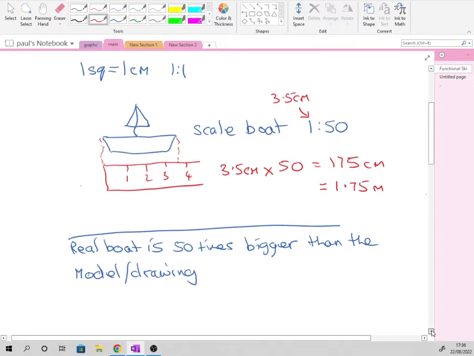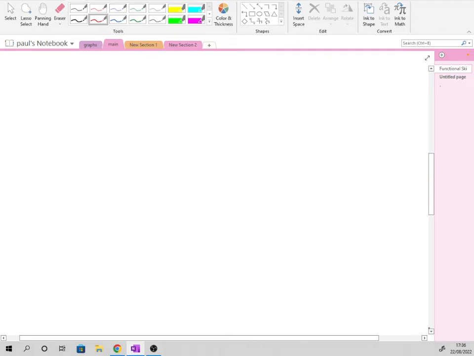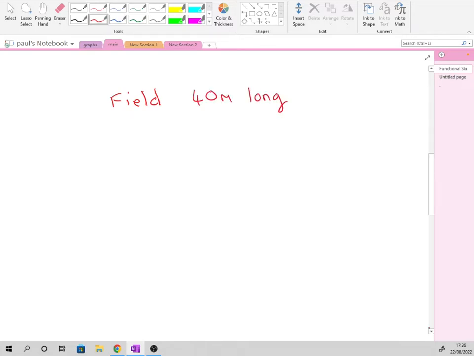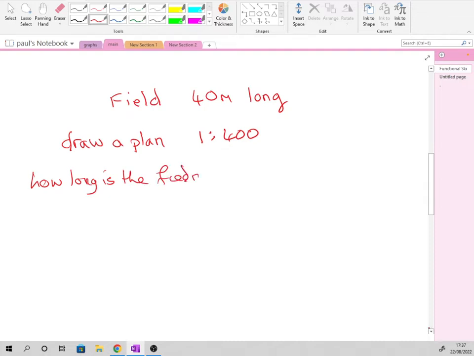Now we can go the other way around. If you measure a field, and the field is 40 meters long, and you want to draw a plan, and your plan is, I don't know, 1 to 400, yeah, 1 to 400. So how long is the field on your plan?